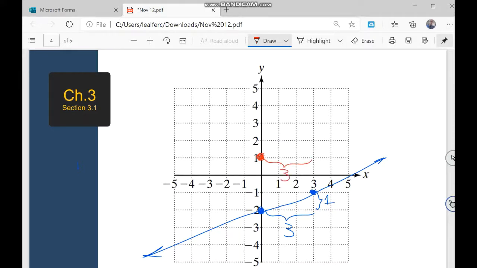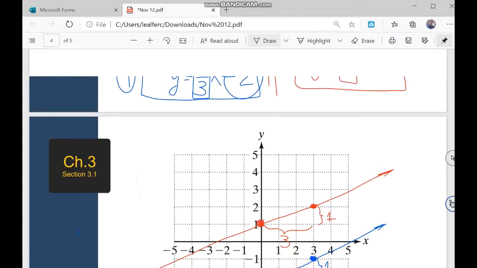Run is 3 and rise is 1. So rise over run, 1/3. Draw a straight line. And this is the second equation. And have a look. This looks like the equations are parallel. The lines of the equations, they are parallel. See? And if you're not sure, you check the slope.